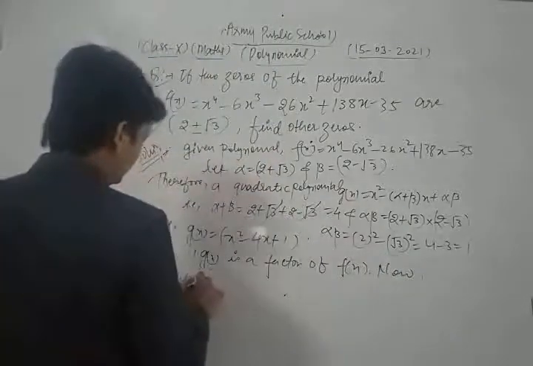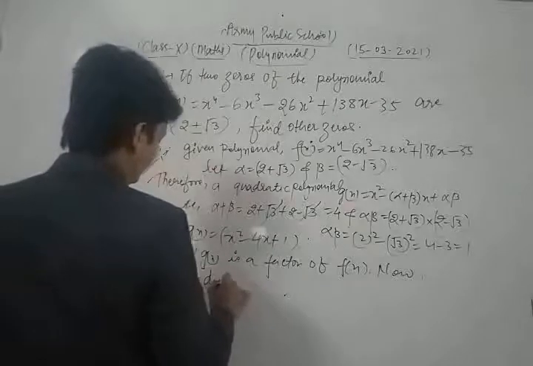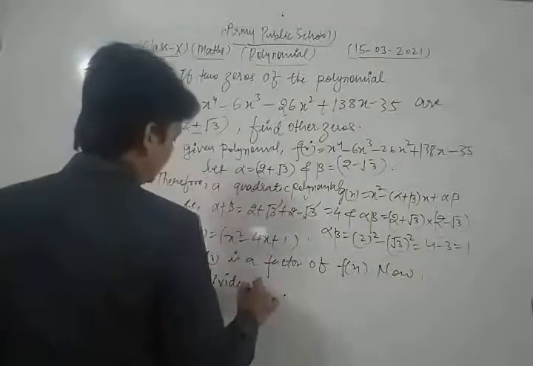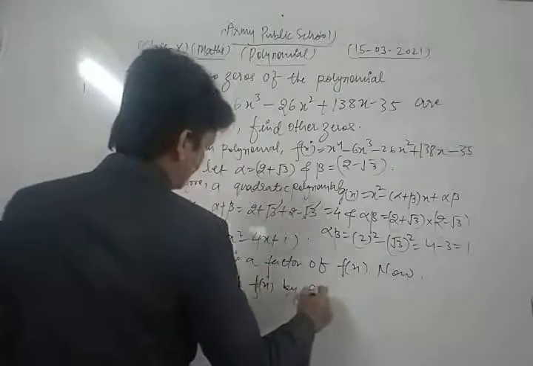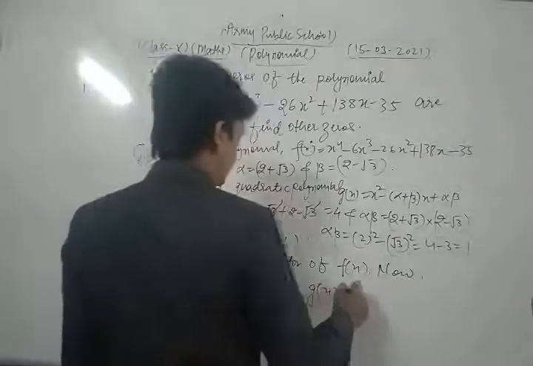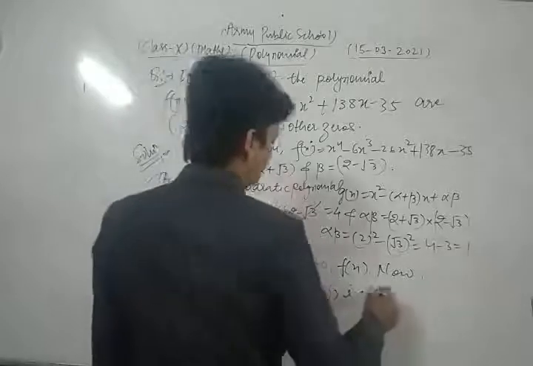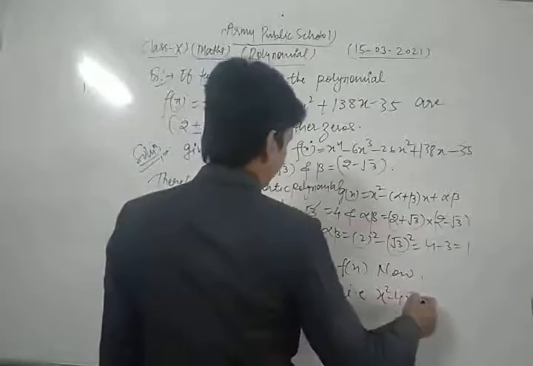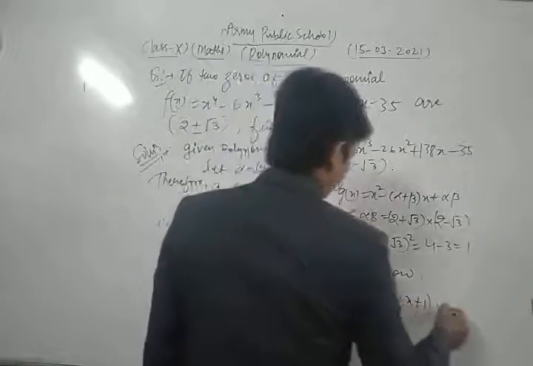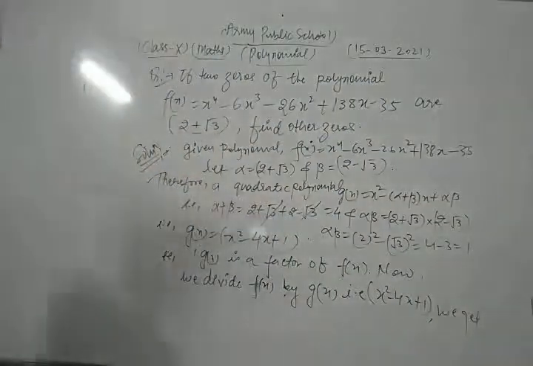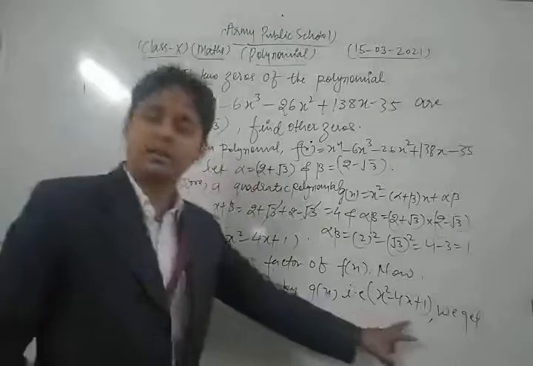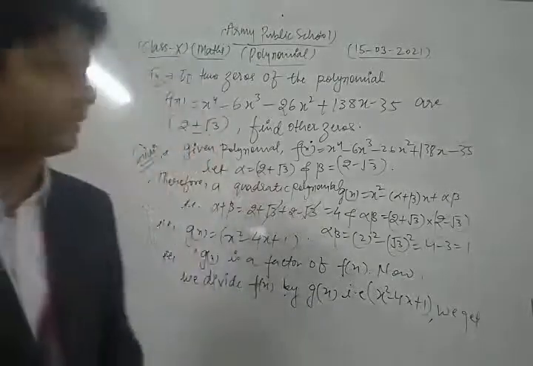Now we divide f(x) by g(x), that is, by x square minus 4x plus 1. Okay, now we divide this by x square minus 4x plus 1. So we get what? Let's see.